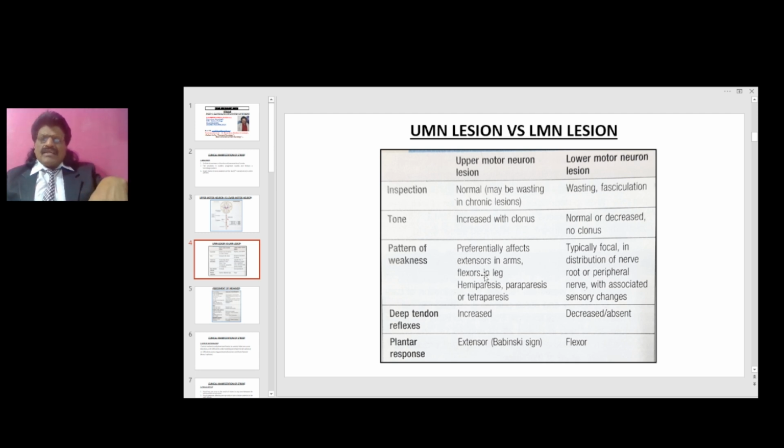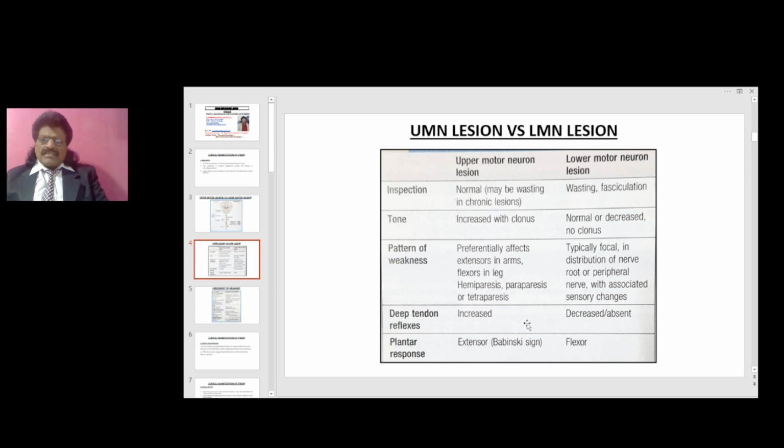So it will be hitting the ground. So to clear the ground, they encircle and walk, resulting in classic circumduction gait. So in lower limbs, HD, hip flexors, hamstrings and dorsiflexors get affected, resulting in characteristic circumduction gait. Whereas if we see the weakness in the lower motor neuron, it is typically focal in distribution of nerve root or peripheral nerve with associated sensory changes.